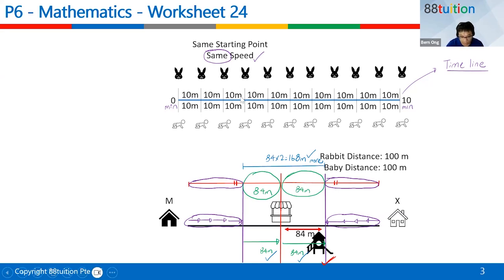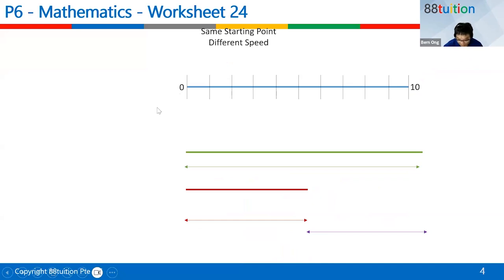Okay? So now, if the rabbit and the baby hop and crawl at different speeds, what will happen? Look here. Once again, this is a timeline. This is like minutes: 0 minutes, 10 minutes. This is like a timeline. Okay? So now what happened? Our dear rabbit and baby, let's come out.